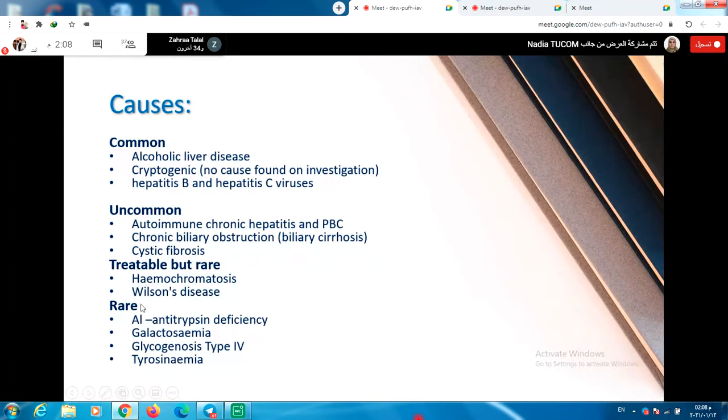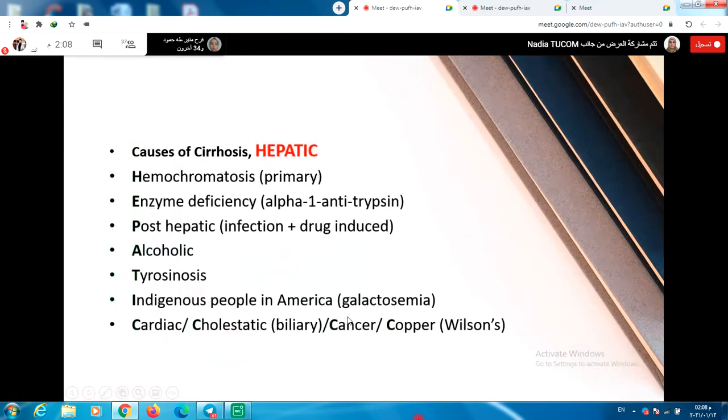And there are certain metabolic disorders or hereditary metabolic disorders: hemochromatosis and Wilson's disease, and alpha-1 antitrypsin deficiency, galactosemia, glycogenosis type 4, and tyrosinemia. These metabolic disorders, or inborn errors of metabolism, can be associated with cirrhosis.